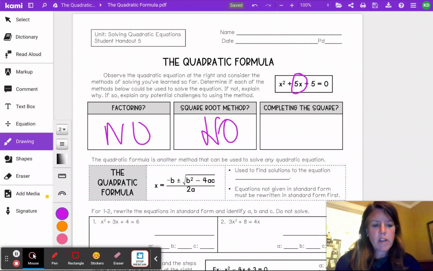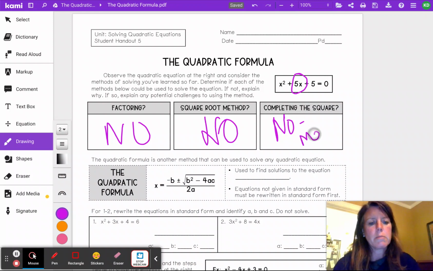Completing the square. I told you yesterday that's kind of when you can't factor or square root method. However, we still could, but it's going to be messy because half of 5 is 2.5 and then 2.5 squared is 6.25. So it's going to be decimals and it's not fun. Well, I don't like to do stuff if it's not easy. So no, it'll be messy with our decimals.